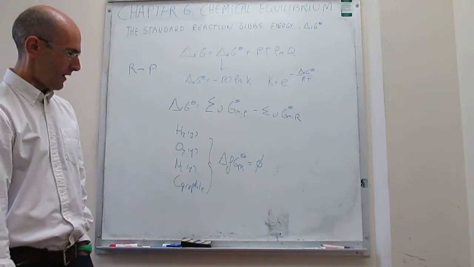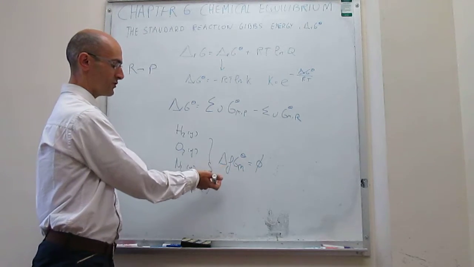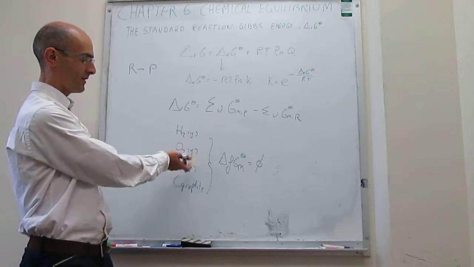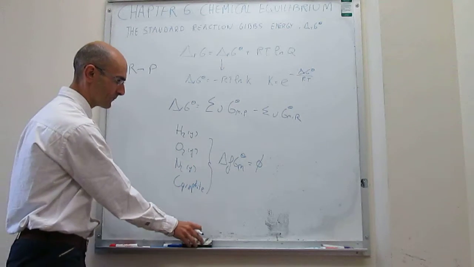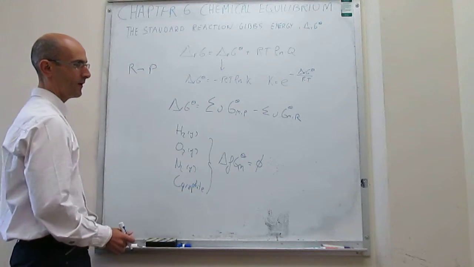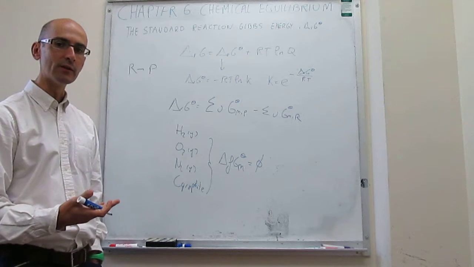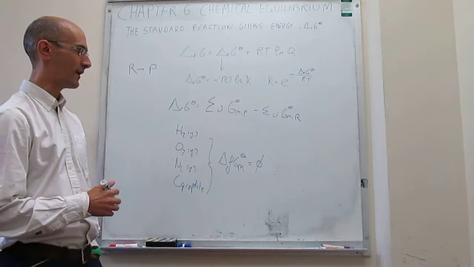Okay. Now the question is, how do we figure out what the Gibbs energy of formation is for any molecule that is not the most stable allotrope of an element? Again, remember that the way we do this is we set up the reaction of formation of that molecule that we might be interested in, like say CO2 or water, from the most stable allotropes.